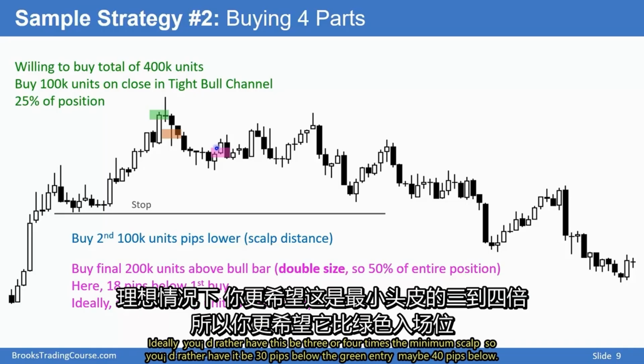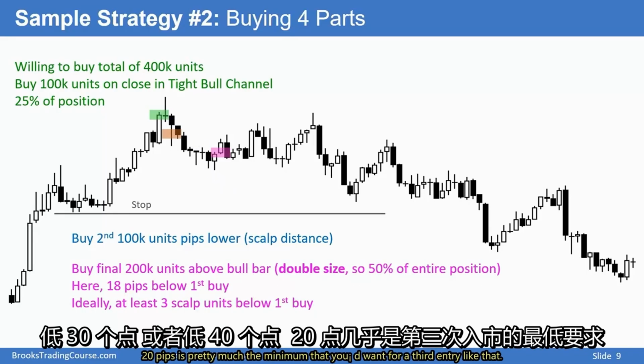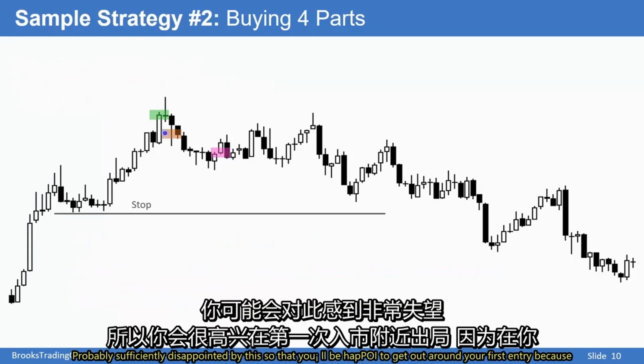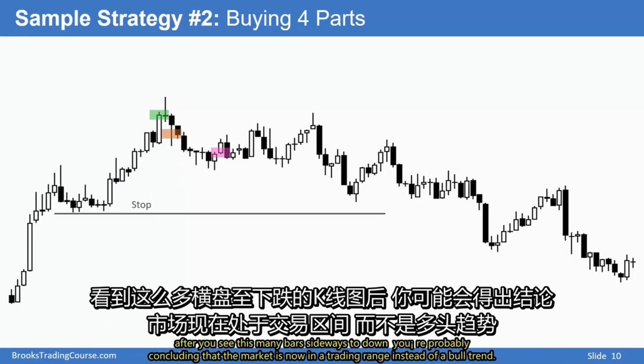Ideally, you'd rather have this be 3 or 4 times the minimum scalp. So you'd rather have it be 30 pips below the green entry, maybe 40 pips below. 20 pips is pretty much the minimum that you'd want for a third entry like that. Probably sufficiently disappointed by this so that you'll be happy to get out around your first entry. Because after you see this many bars sideways to down, you're probably concluding that the market is now in a trading range instead of a bull trend.